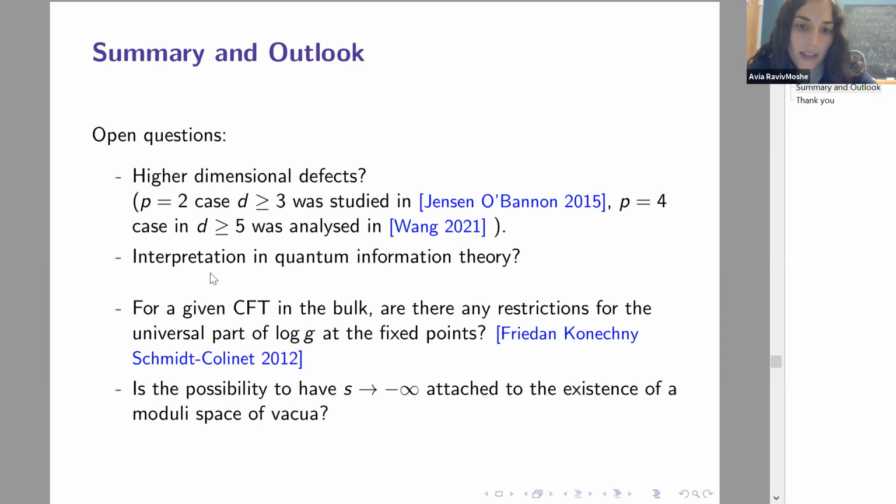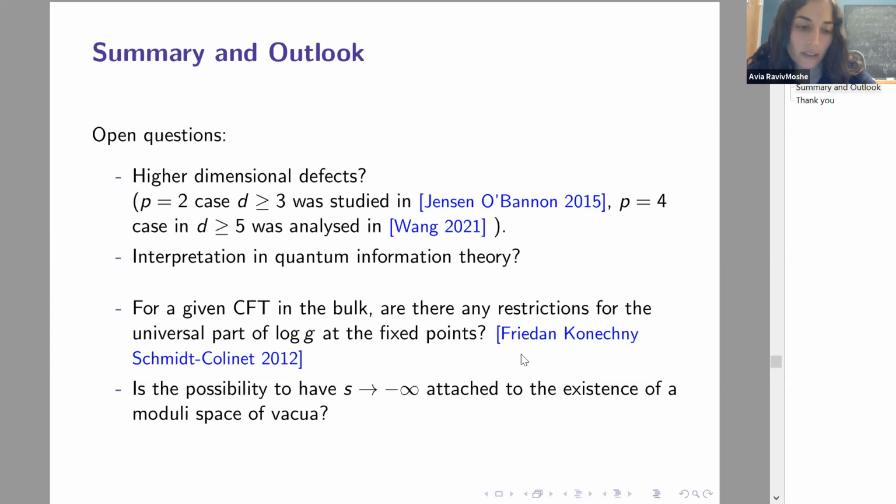Some progress in this direction was made in a paper by Friedan, Konechny and Schmidt-Colinet from 2012. They studied it in the context of 2-dimensional boundary CFTs, and they made some assumptions about the spectrum of the bulk operators in order to derive bounds on the defect entropy. So it will be interesting to try to extend, to get bounds in higher dimensions as well.